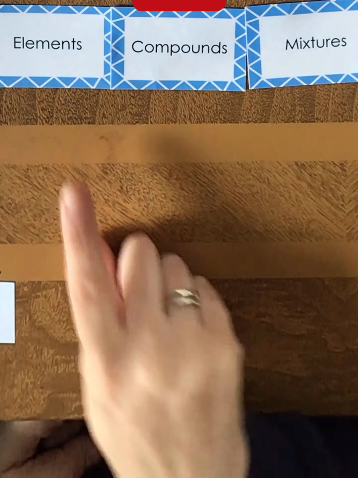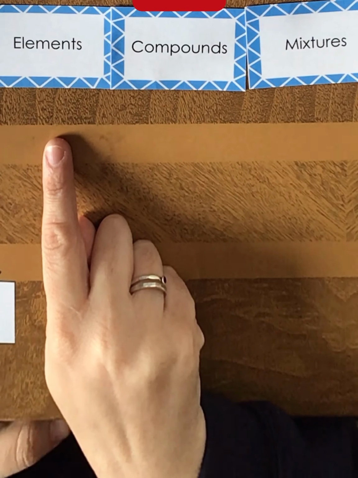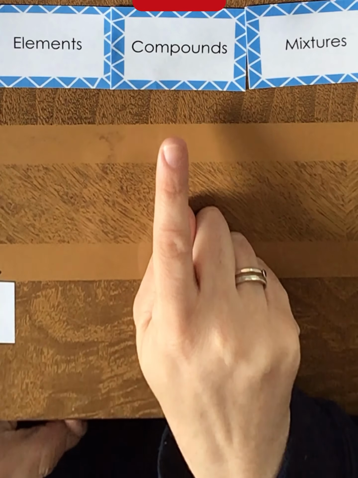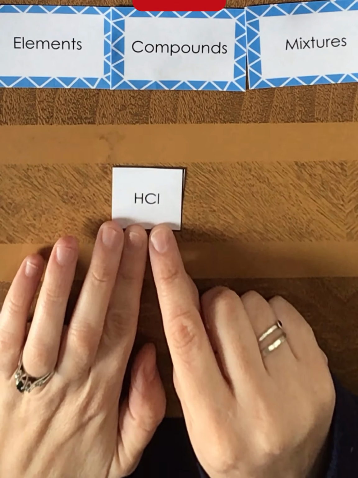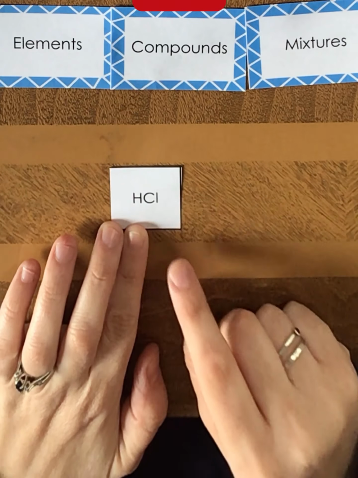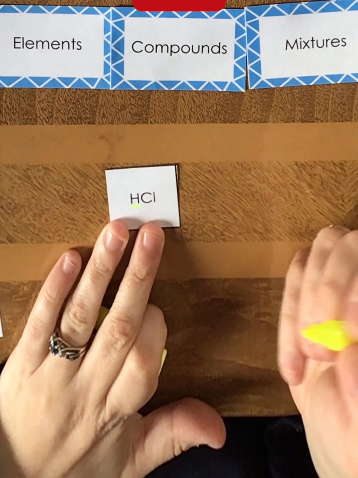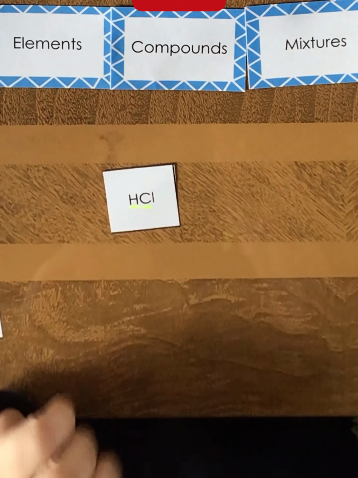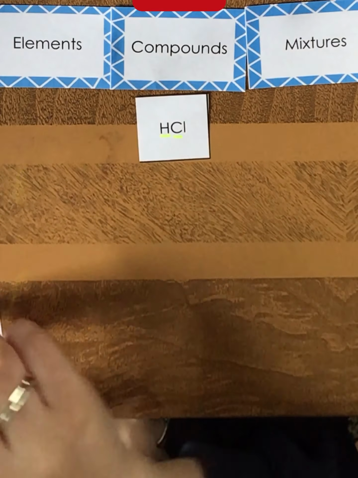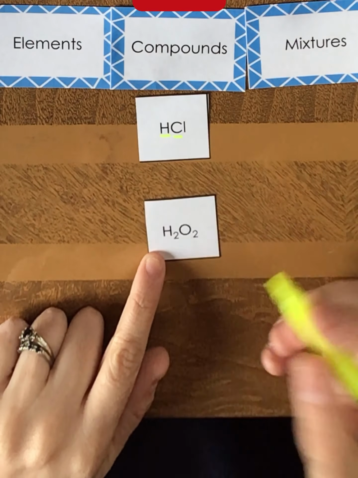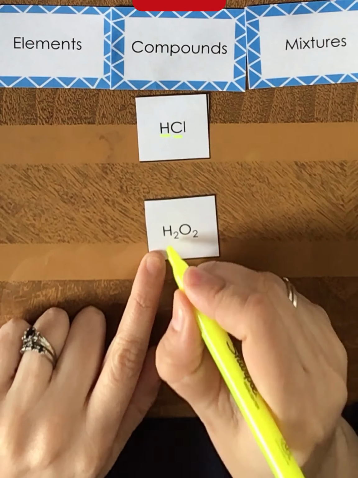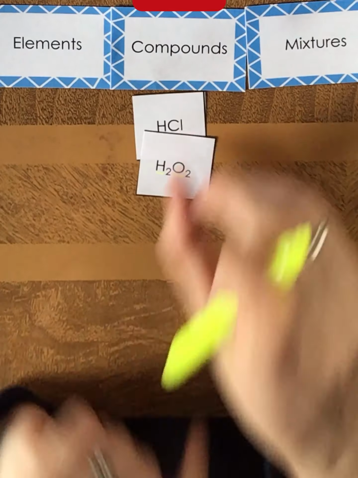An element is only going to have one capital letter in it, and a compound is going to have more than one capital letter. So let's take a look and see. Here I have HCl. I have a capital H and a capital C. Since I have two capital letters, that's going to be a compound. H2O2. I have a capital H and a capital O. Again, two capital letters means it's going to be a compound.